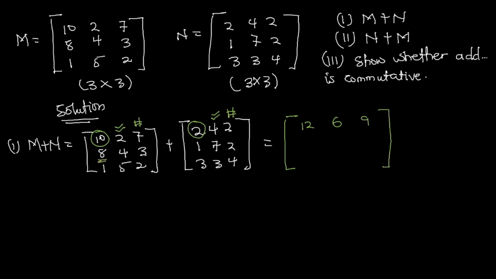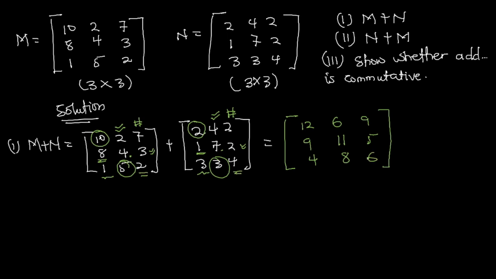Now 8 plus the 1 over here gives us 9. Then the 4 plus the 7, so 4 plus 7 gives us 11. Now 3 plus the 2 over here gives us 5. If we come to the last row, we have 1 over here and 3 over here, so 1 plus 3 gives us 4. We have 5 over here and 3 over here, so 5 plus 3 gives us 8. Then we have 2 and 4 over here, which gives us 6.